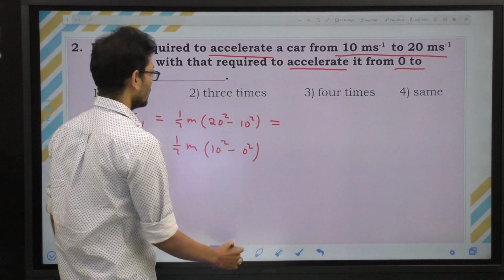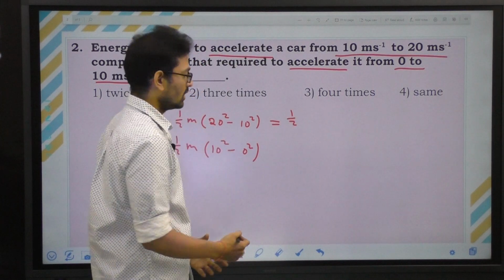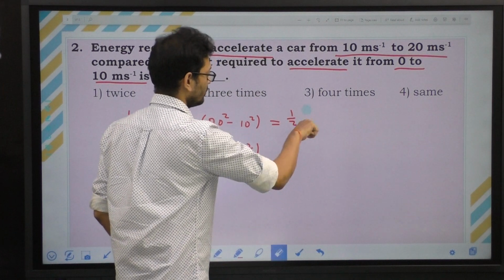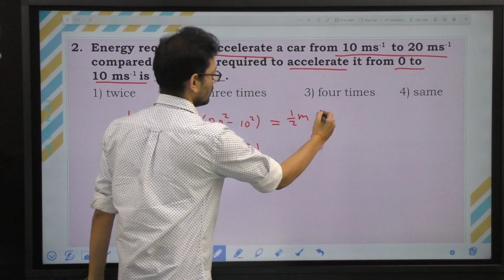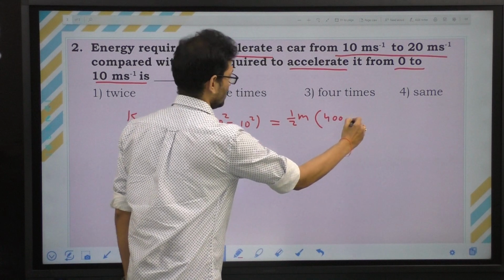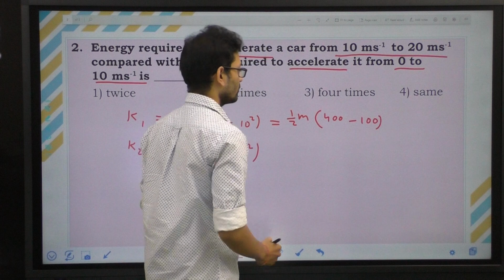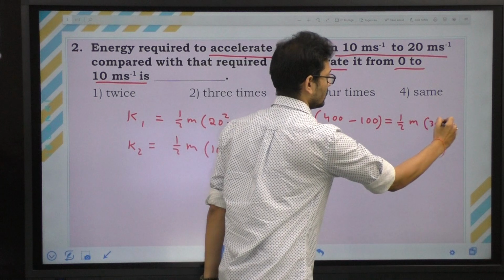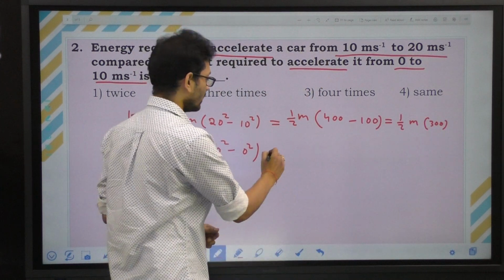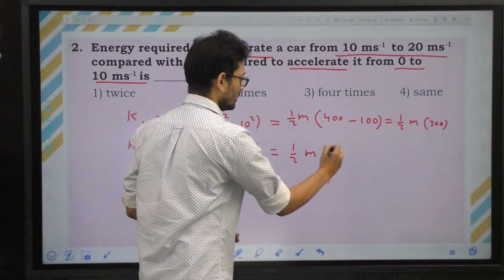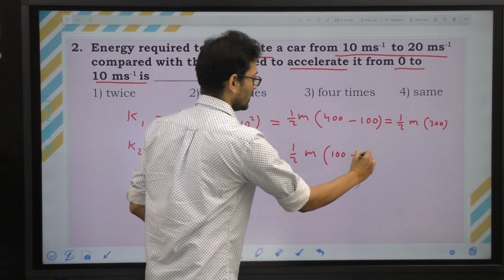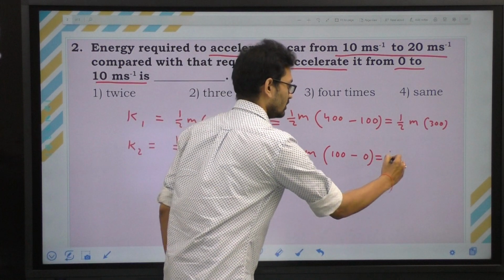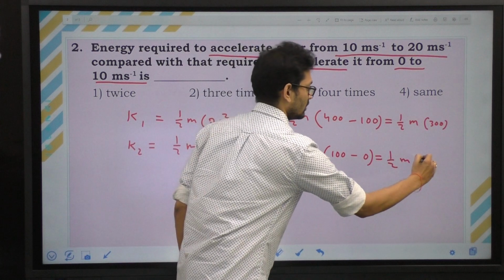So from here, how could I write this? This is going to be half m into 400 minus 100. So that is nothing but half m into 300. And in the second case you will have half m into 100 minus 0, because 10 square is 100 and 0 square is 0. So from here we are going to get half m into 100.